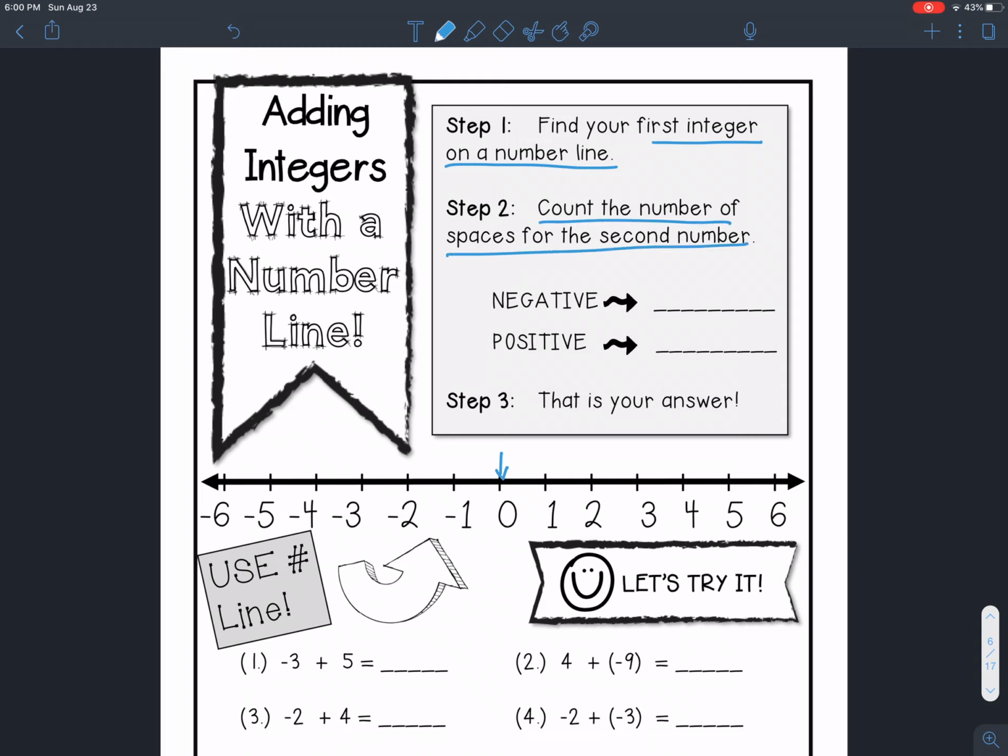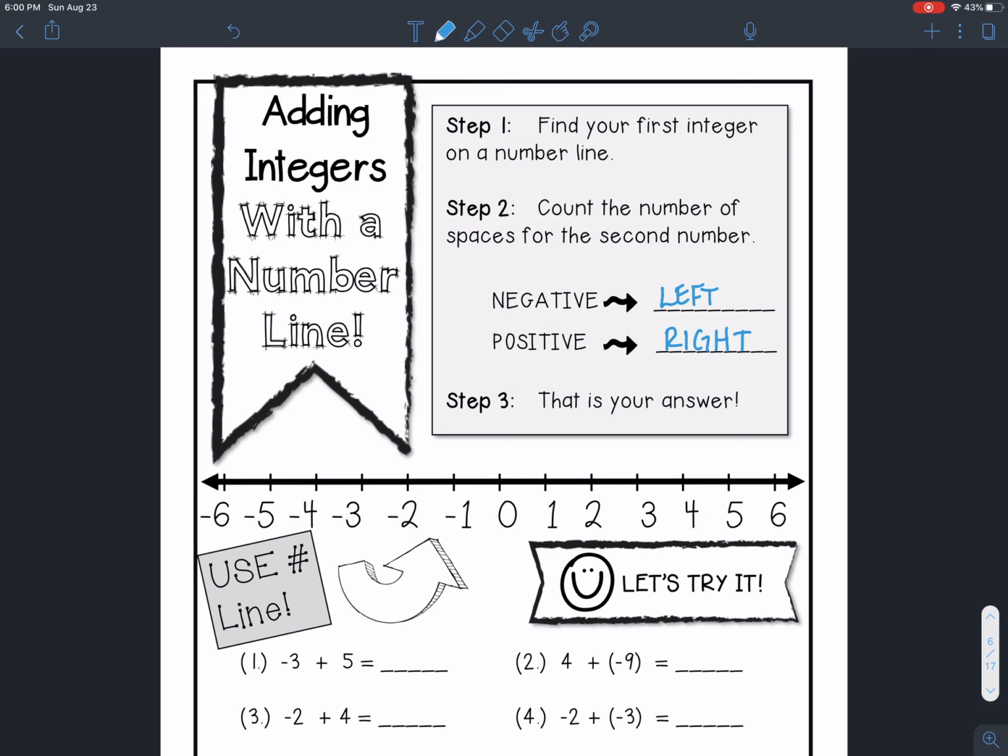And again, these are kind of just doodles. I'm just showing you what I'm talking about. You don't have to type all that or write all that. You can if you want to. Just a reminder, negative means we move left on the number line, and positive means we move right. And wherever we end up, that's your answer.